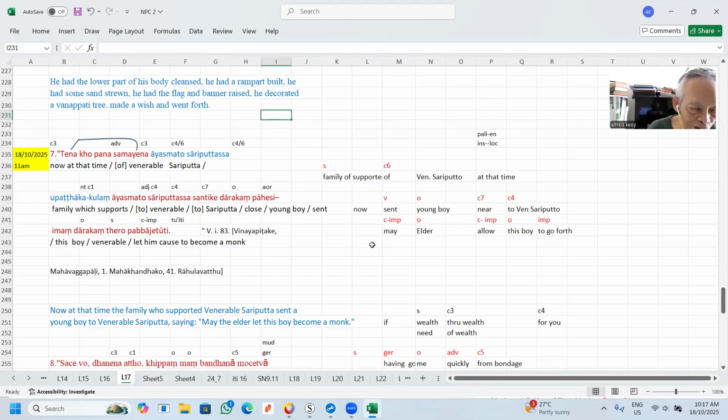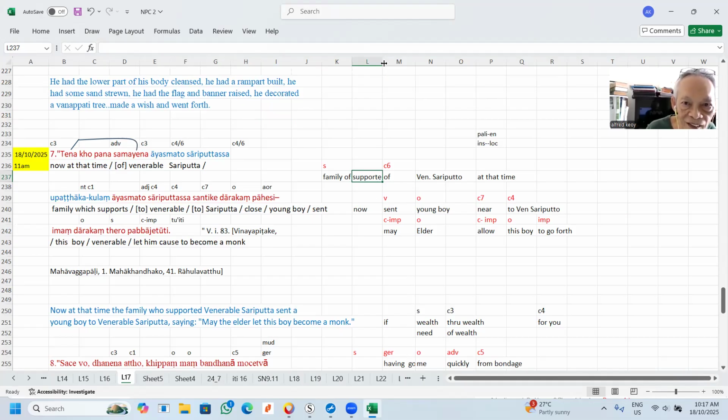This is one line. You see all this read from left to right. So now can you see supporter of this one. But one here, this is a subject. Subject. Family. Kula is family.